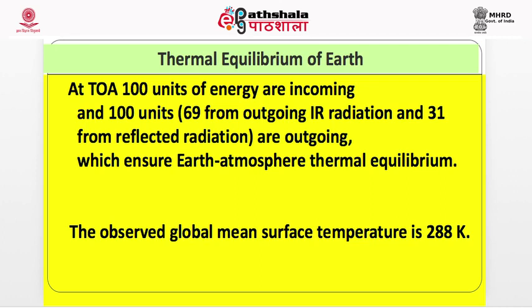At top of the atmosphere, 100 units of energy are coming and 100 units, 69 from outgoing IR radiation and 31 from reflected radiation, are outgoing. So, total is 100. The global mean average Earth temperature is 288 K or 15 degrees Celsius. 15 degrees Celsius doesn't mean that everywhere it is 15 degrees. For example, in Jaipur, it can be 33 at this point of time, but at some other place it can be minus 10. That is the average.